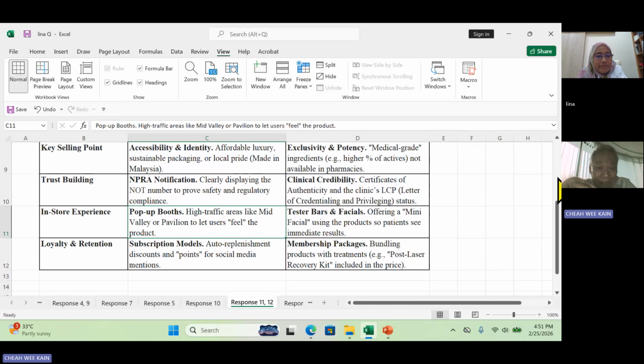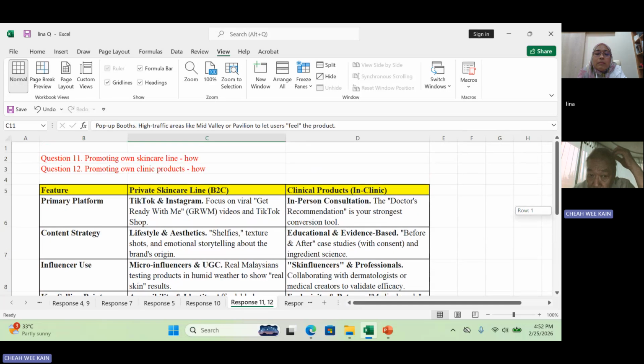You may also do bundling under loyalty. Okay, subscription model, auto subscription, discount points for social media mention or whatever it is. Okay, you can have bundling. Do you know what's bundling? Yes, yes. Okay, so you can have some bundling if you want to. Now, the question here comes back to the real question.